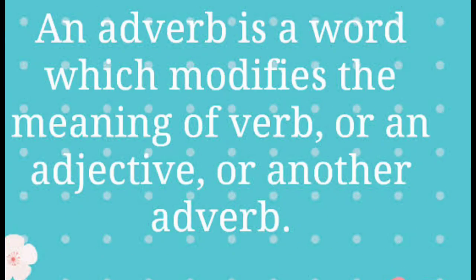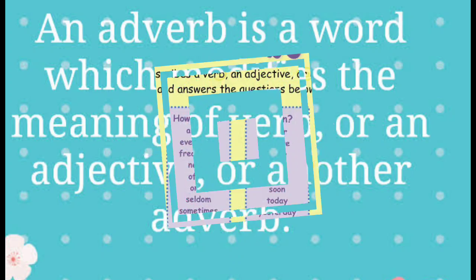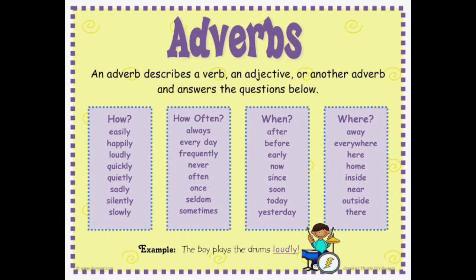So children, again I'll repeat, an adverb is a word which modifies the meaning of a verb or an adjective or another adverb, that we have seen and we have learned from the video, children. Children, let's see some more examples for adverb of manner, adverb of time, adverb of place, and adverb of frequency. Look at the picture, children. An adverb describes a verb or an adjective or another adverb, and answers the questions below.